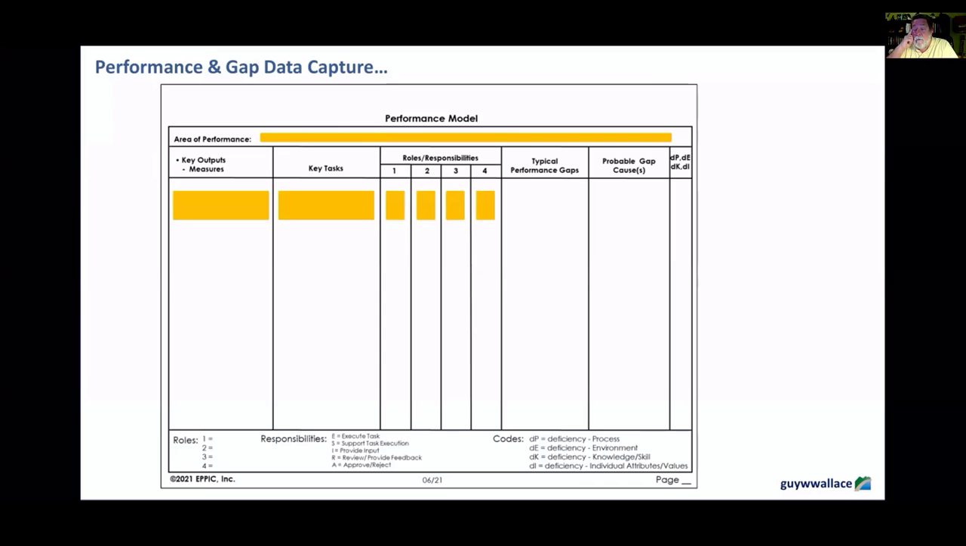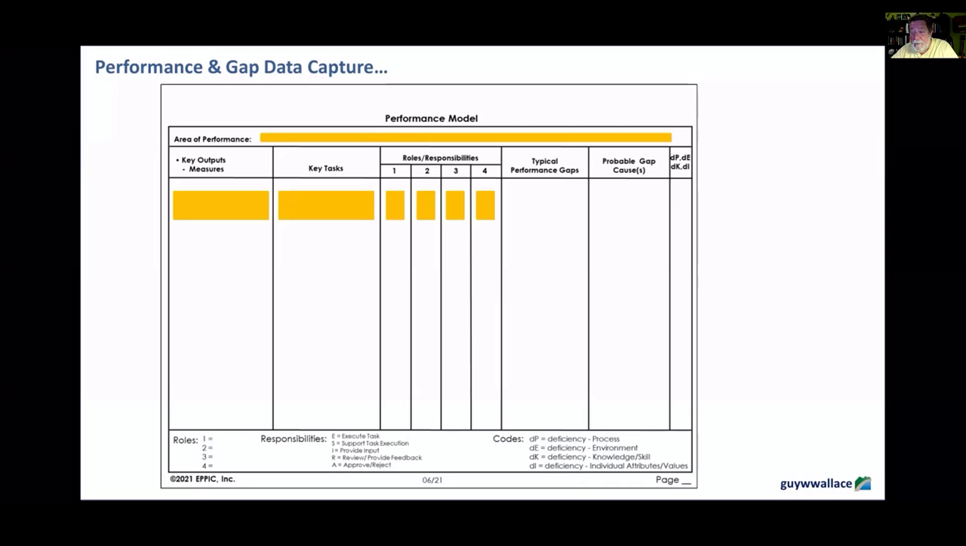Then I want to know, regarding these tasks, who's doing what? What are the various roles? Is there the individual contributor? Is there some other job title that's involved, some expert from regulatory affairs? Is my manager involved? Is my boss's boss involved? You know, who are the players in the sandbox of performance? Can we have some role clarity? What are they responsible for?